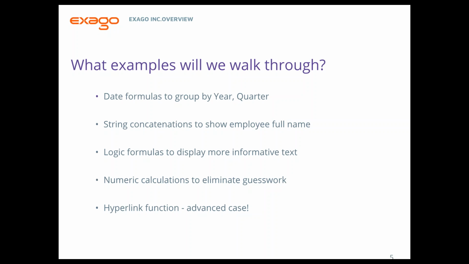Some numeric calculations to eliminate guesswork. Can I do a calculation right on my canvas as opposed to displaying 2 fields and asking my users or myself to make assumptions based on those fields? Make it a little more black and white for myself or my users. And finally, we have an advanced case lined up for you guys. We're going to show you how to use the hyperlink function. This is a particularly fun function, and really that advanced case that we're going to highlight at the end of today's lab.